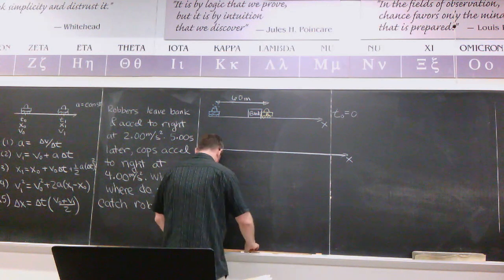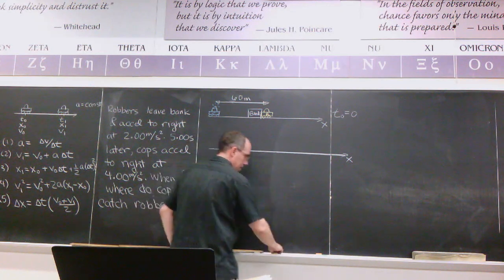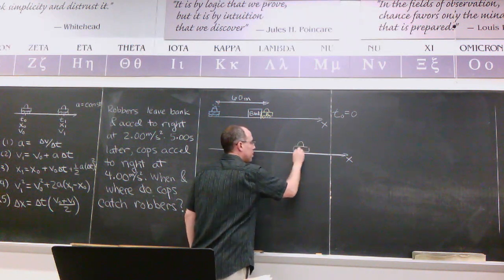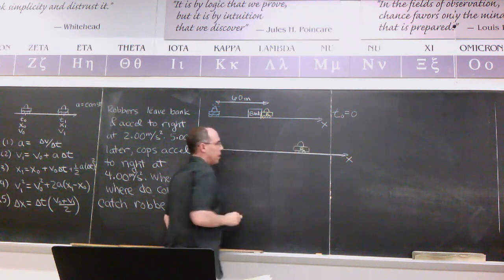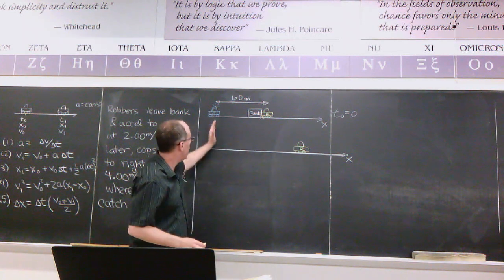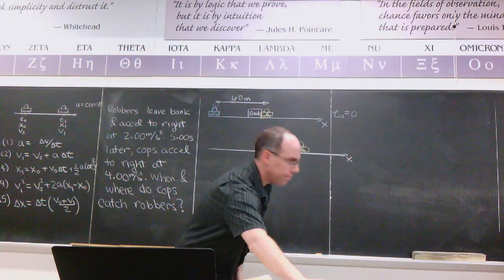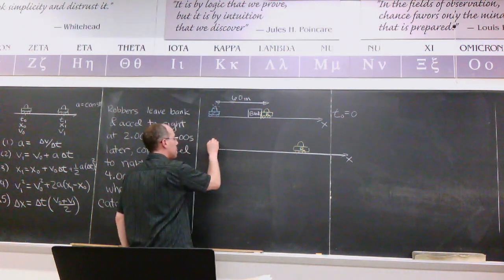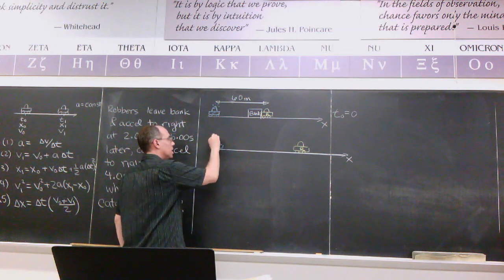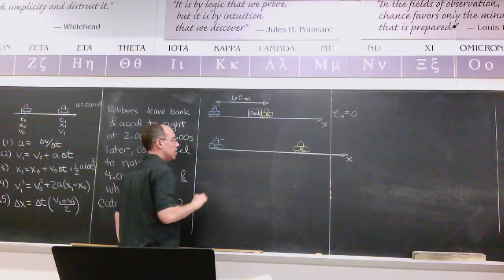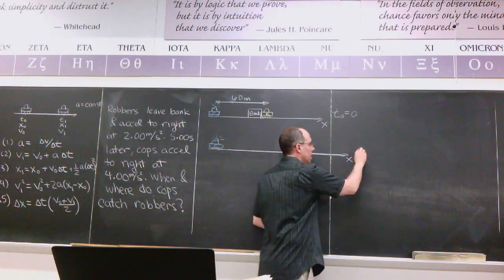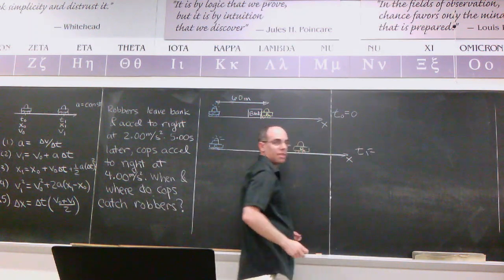X-axis. Okay. Now, at this point, the robbers have already been able to cover some ground. So when the cops begin to give chase, the robbers have already moved, but the cops are still at their starting position. Okay? Cops are still back here. Okay? So that's the next moment of interest. We'll call that time t1.